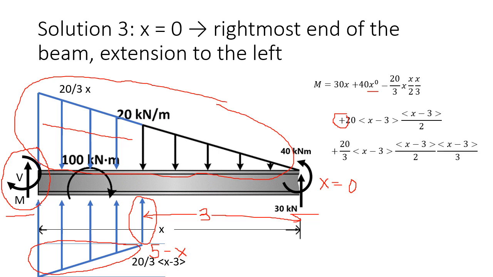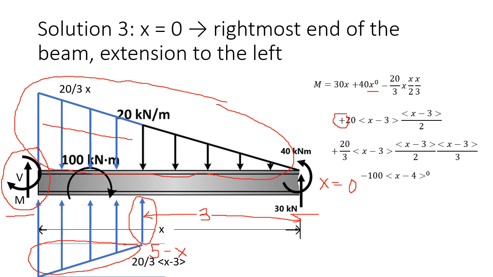Then the triangular part, height 20 over 3 times x minus 3, base x minus 3 over 2, and then moment arm x minus 3 over 3. Again, positive sign because it gives you a counterclockwise moment about the section. Lastly, your clockwise moment here is now negative 100 times x minus 4 raised to 0. Okay, so what we have to do next is to integrate this twice to get the equation for the slope and the equation for the deflection.